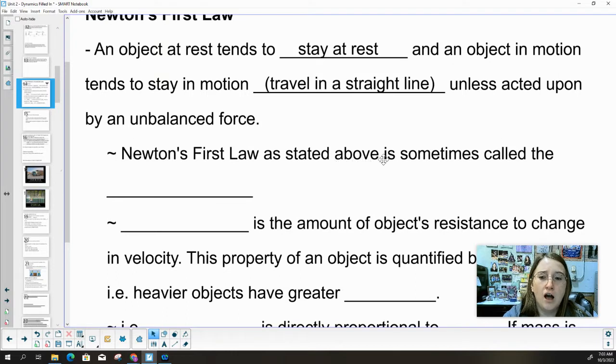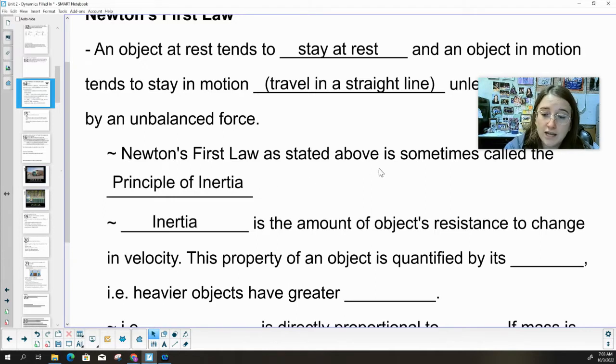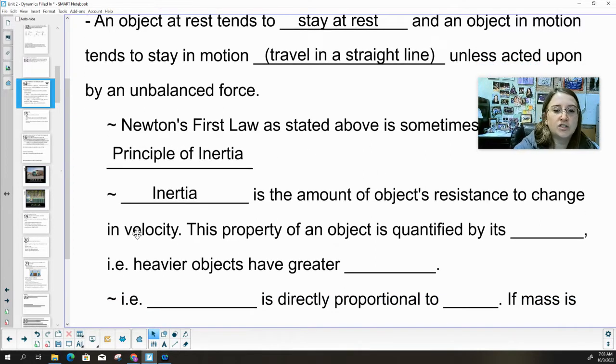Now, Newton's first law is sometimes called the principle of inertia, or the law of inertia. Inertia is defined as the amount of an object's resistance to change in velocity. This property of inertia is quantified by its mass, i.e., heavier objects have greater inertia. Now, to clarify here, inertia is not something we're going to have a formula for.